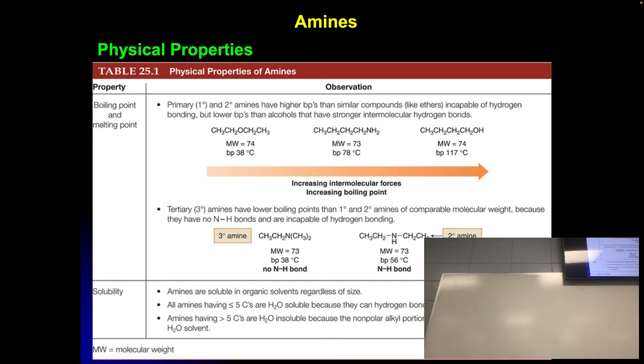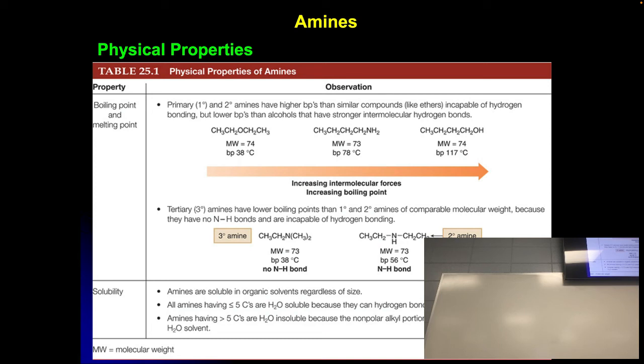This amine, however, has a boiling point of 78 degrees. You're not going to boil that away with your hand. And then this alcohol has a boiling point of 117 degrees. And it has to do with the fact that alcohols can form better hydrogen bonds than amines. Okay, so that's the reason why.